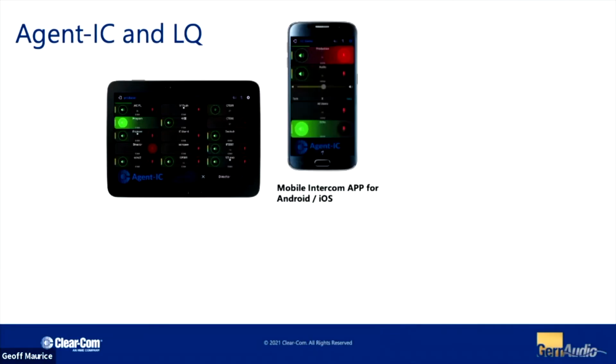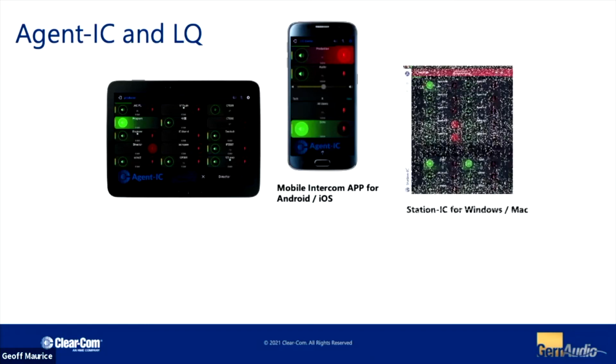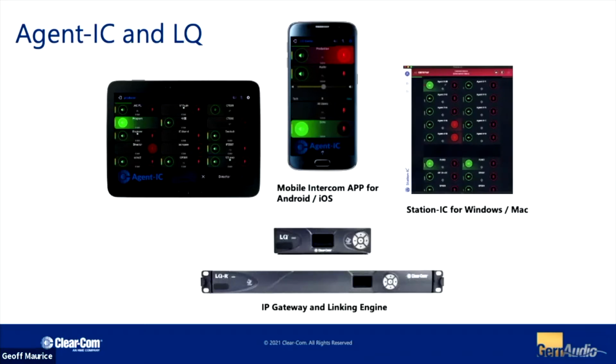As I mentioned, we're mostly focusing on ClearCom's app itself, but also on the hardware and everything that's required to run it. Agent IC is kind of the byproduct, but we take advantage of using the LQ and in some cases the matrix hardware to host these instances and give us the connectivity that we're looking for.